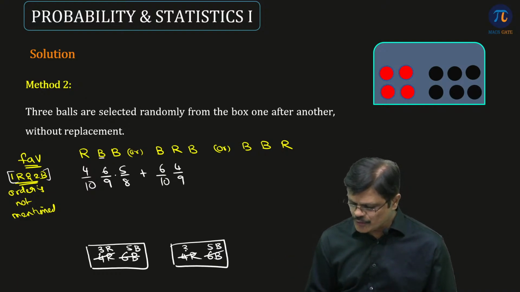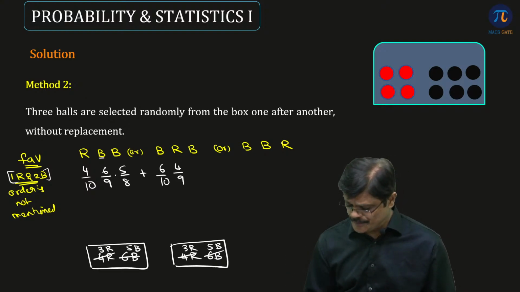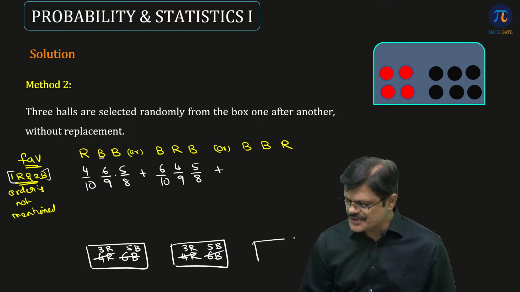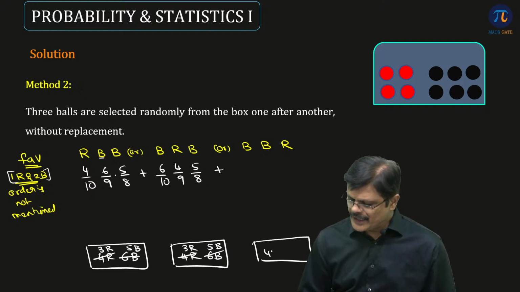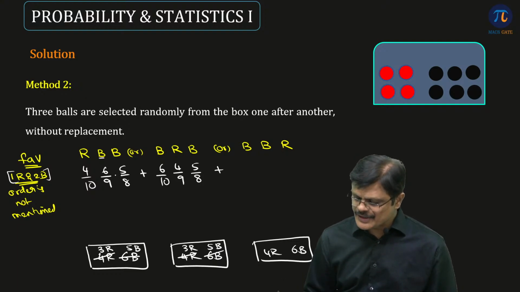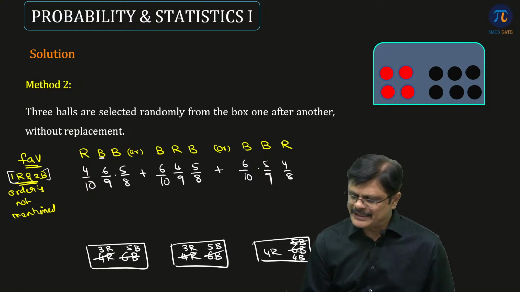So the red ball is gone. Now 3 red balls are there. Now you want to select a black ball. How many ways can you select a black ball now? 5 favorable out of 8. Now the third situation. Now we have 4 red and 6 black balls. Tell me how many ways you can select a black ball, my dear friends. 6 out of 10. So 5 remaining. Now again black, 5 out of 9. 4 remaining. Now red, 4 out of 8.